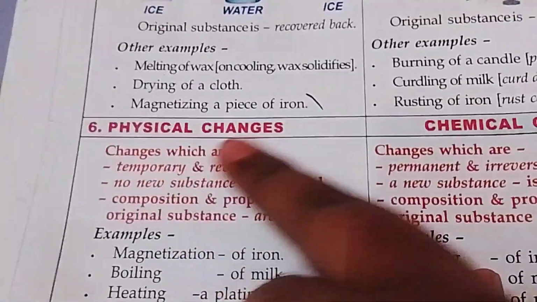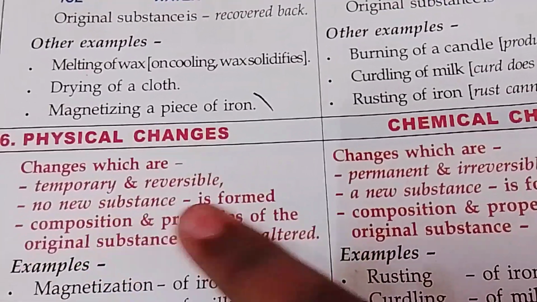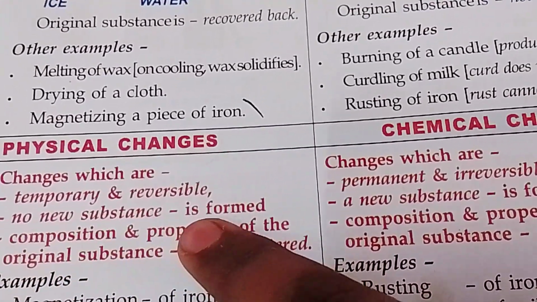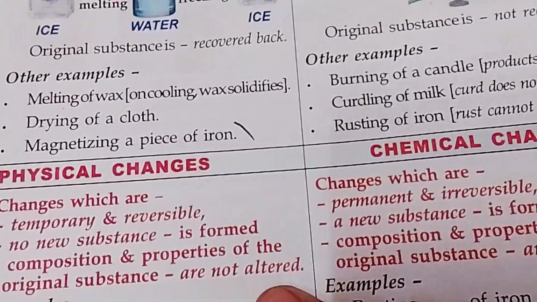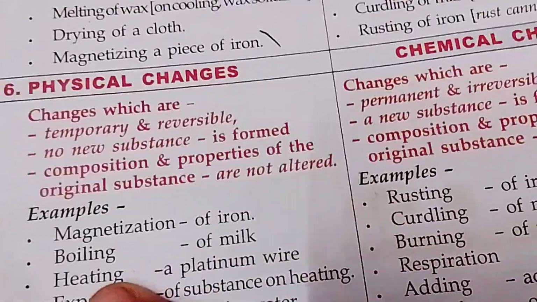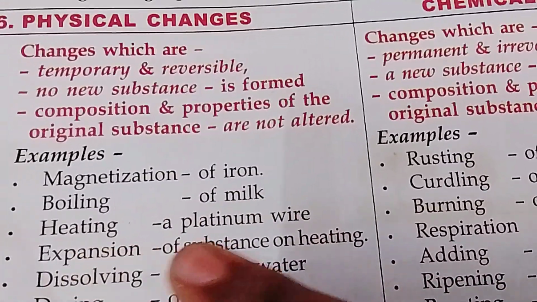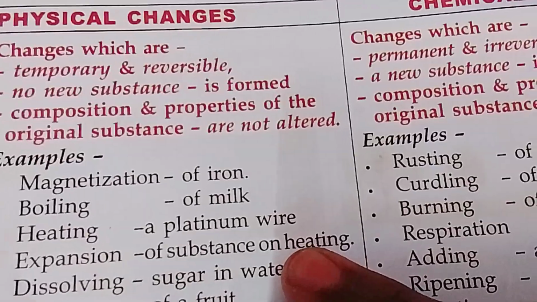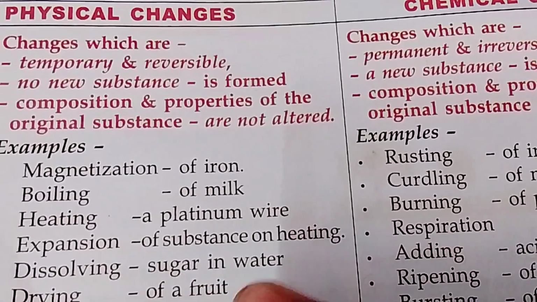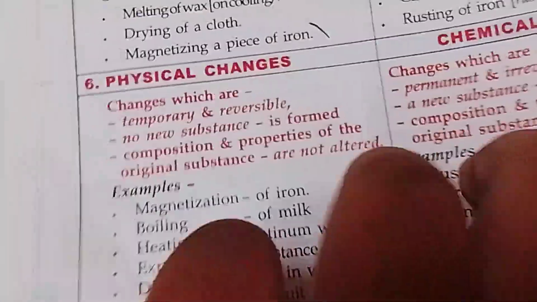Sixth point: physical changes, which are temporary and reversible. No new substance is formed. Composition and properties of the original substance are not altered. Example: magnetizing of iron, boiling of milk, heating a platinum wire, expansion of a substance on heat, dissolving sugar in water, drying of a fruit, ringing of a bell.